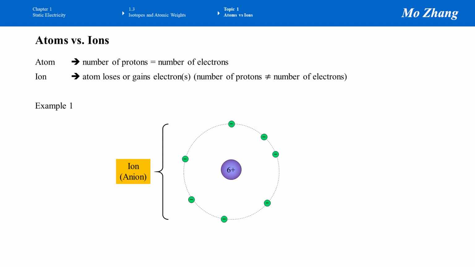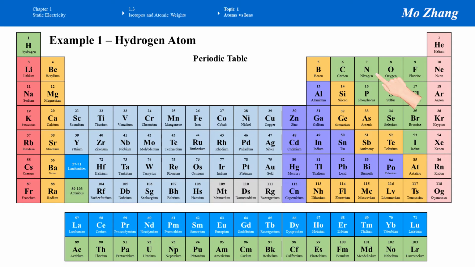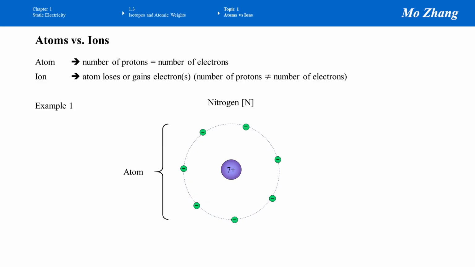Now let's take a look at another element. This element has 7 protons. If we check with the periodic table, for 7 protons, it is nitrogen. Nitrogen has 7 protons. Now let's check the number of electrons. 1, 2, 3, 4, 5, 6, and 7. The number of electrons is the same as the number of protons. This is a nitrogen atom.